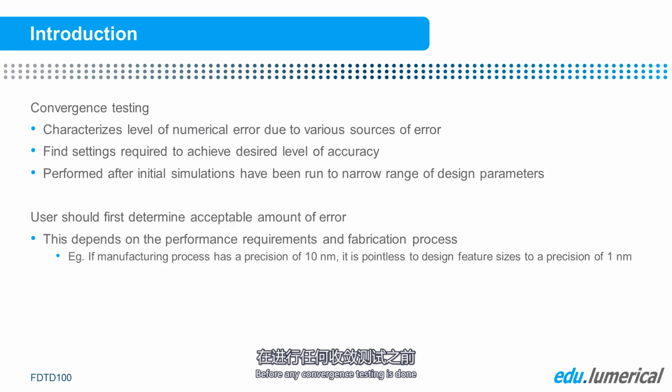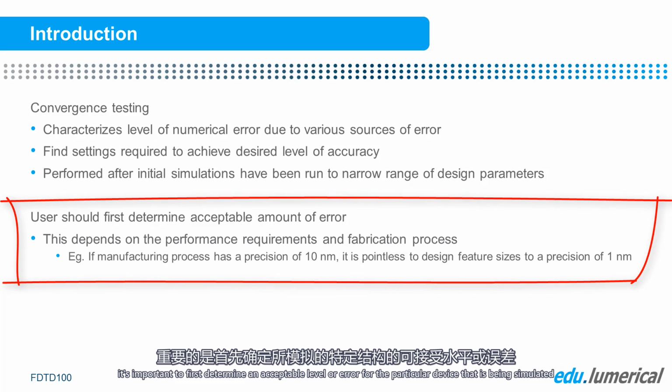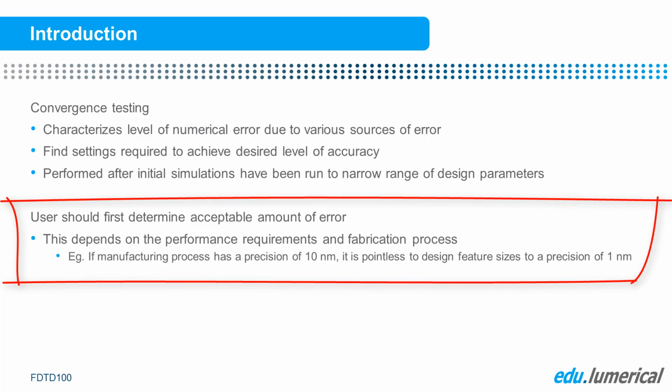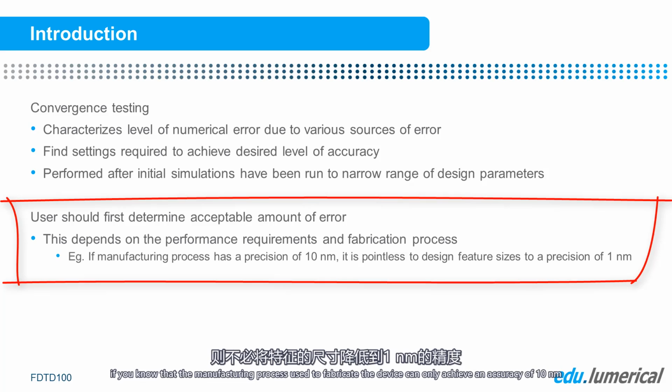Before any convergence testing is done, it's important to first determine an acceptable level of error for the particular device that is being simulated. For example, it's not necessary to resolve the sizes of features down to a precision of 1 nanometer if you know that the manufacturing process used to fabricate the device can only achieve an accuracy of 10 nanometers.